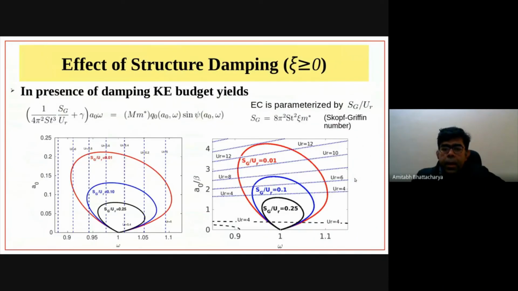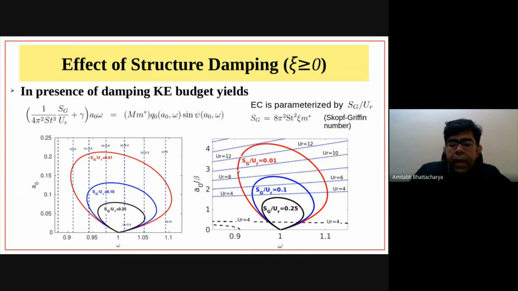Okay, and moreover we can actually explain this again with our model, with our equilibrium constraint model. When you start having any kind of structural damping, we show that you can get this extra term here. Okay, and this extra term depends on the Skop-Griffin number SG by UR. And you can therefore parameterize your equilibrium constraint curves with different values of this SG by UR. Okay, and then you can see where the lock-in is occurring with the natural frequency curves.